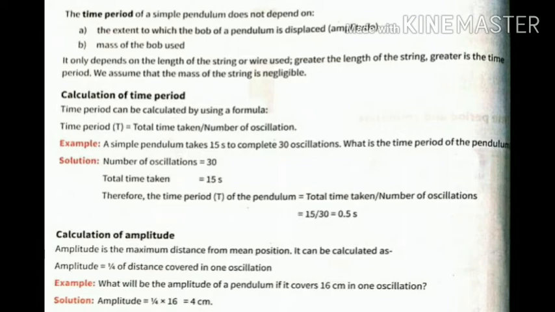Now how can you calculate amplitude? For amplitude, the formula is amplitude is equal to 1/4 of the distance covered in one oscillation. Now see the example. What will be the amplitude of the pendulum if it covers 16 centimeters in one oscillation? So we will divide 16 centimeters by 4, as amplitude is equal to 1/4 of the distance. 1/4 into 16, we get 4 centimeters. So 4 centimeters is the amplitude. In this way you can calculate amplitude.